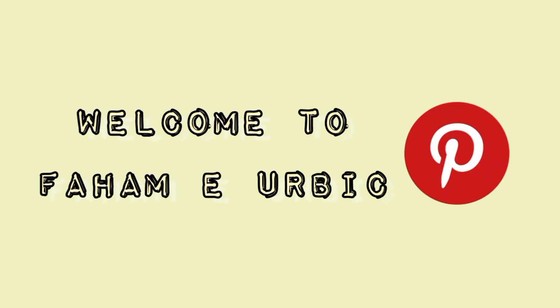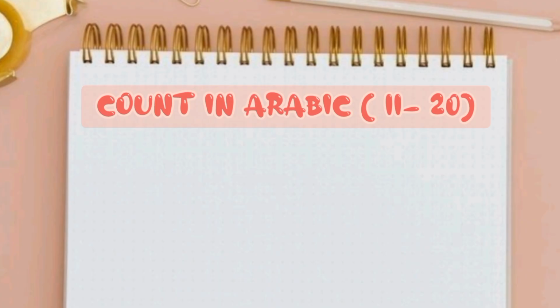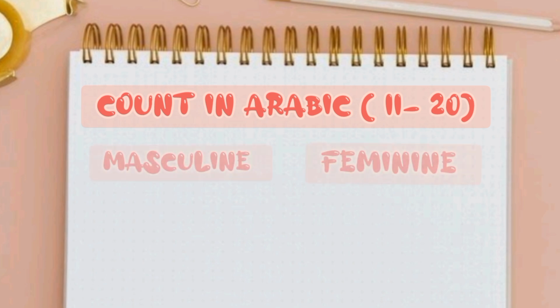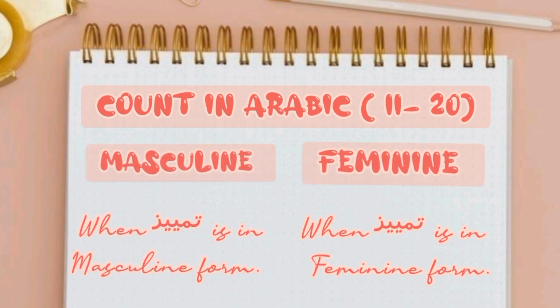Today we are going to learn the Arabic numbers from 11 to 20 according to their masculine and feminine form. When these numbers are used in a sentence, then the number will be masculine if Tameez comes in masculine form, but the number will be feminine if Tameez comes in feminine form.